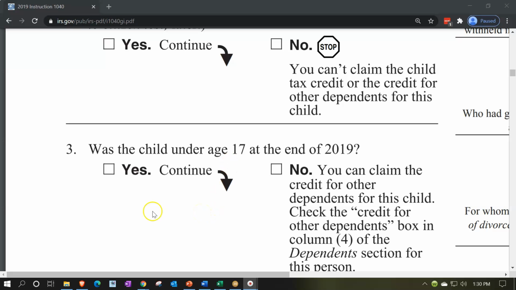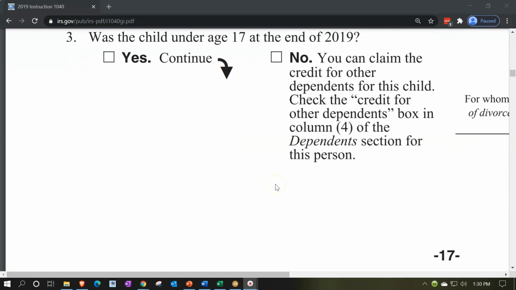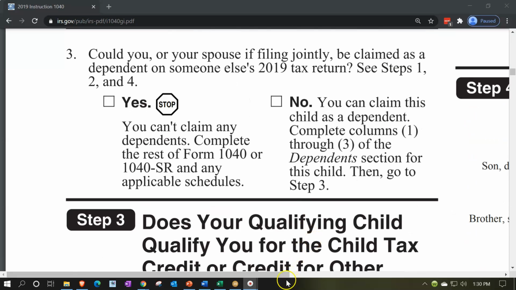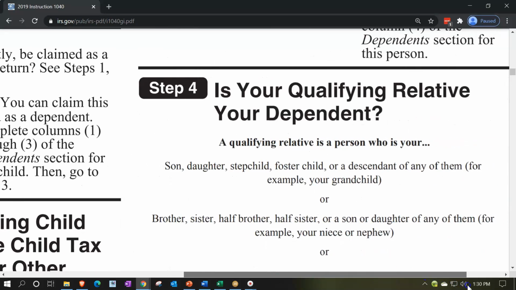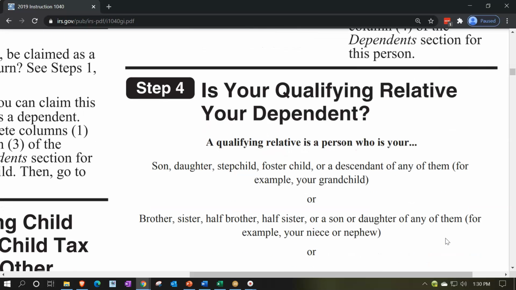So if yes, we're going to continue. If no, you can claim the credit for other dependents for this child. Check the credit for other dependents checkbox of the dependent. Obviously, the tax software will do this for you because you put the date of birth in there for your dependents, and it'll be able to pick that up. But when you're planning or talking to someone else, you want to understand that process and be able to say it verbally. So those age limits are important.